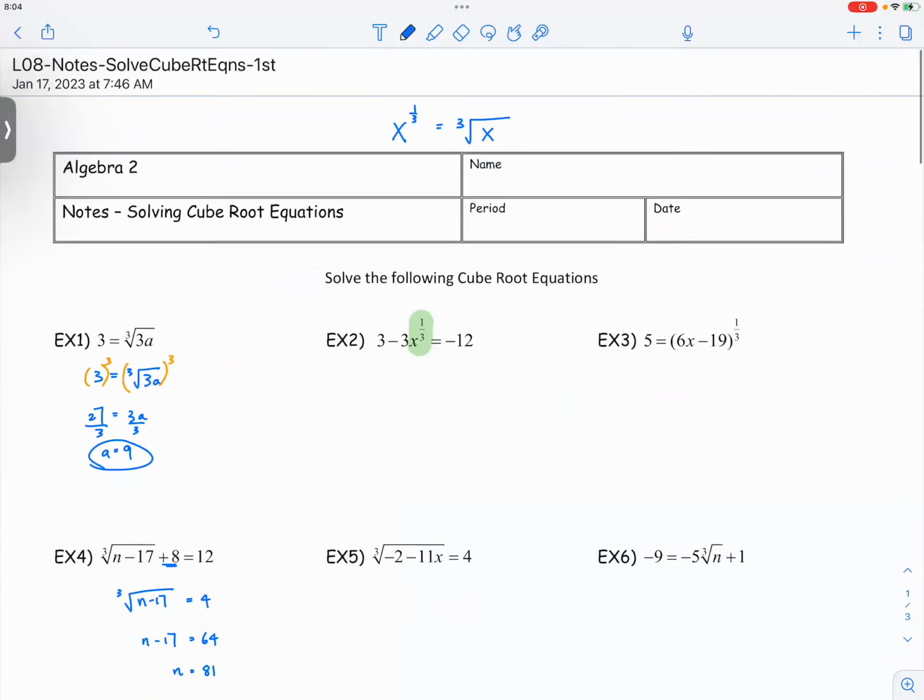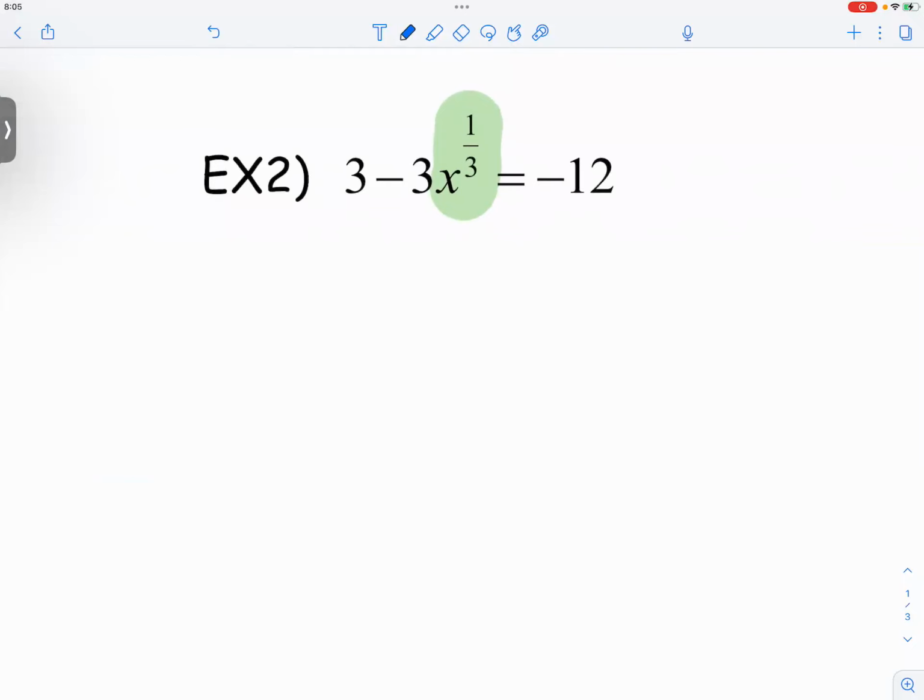So now let's take a look at this. Should we change this to the cube root notation? I would say just keep it like this, and it's all good. So you will subtract 3 on both sides first. And then you would divide by -3, which gives you 5 on the right.